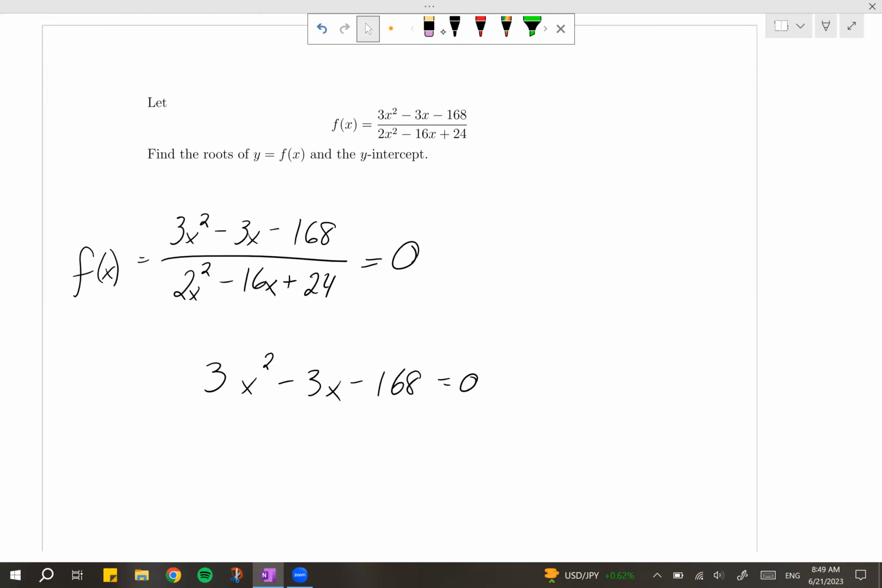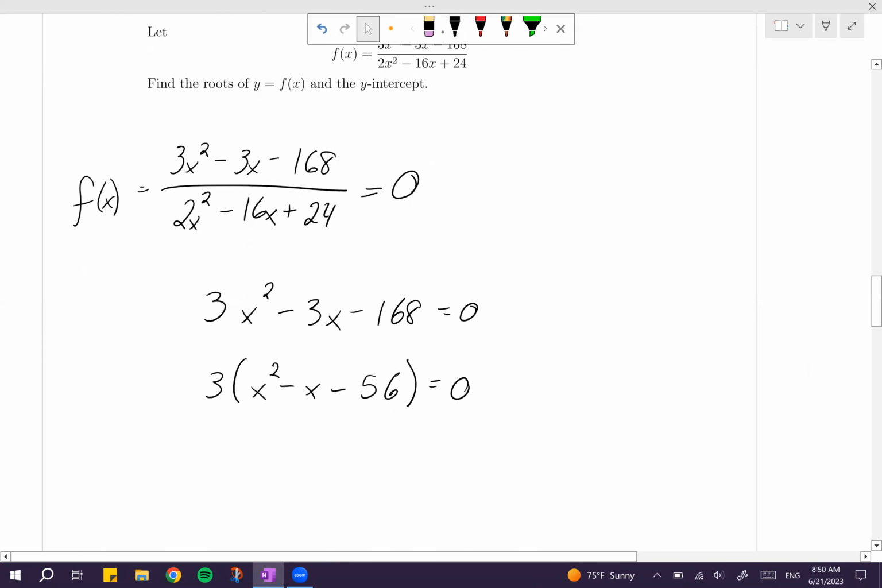First thing I see is I can take a 3 out. So I can do 3 times (x squared minus x minus 56) equals 0. I'm going to try and factor this x squared minus x minus 56, so I'm going to look at the factors of negative 56. Negative 56 can factor as negative 56 and 1, negative 28 and 2.